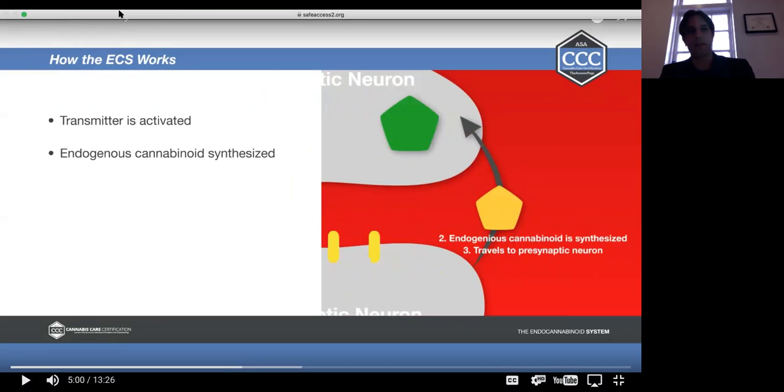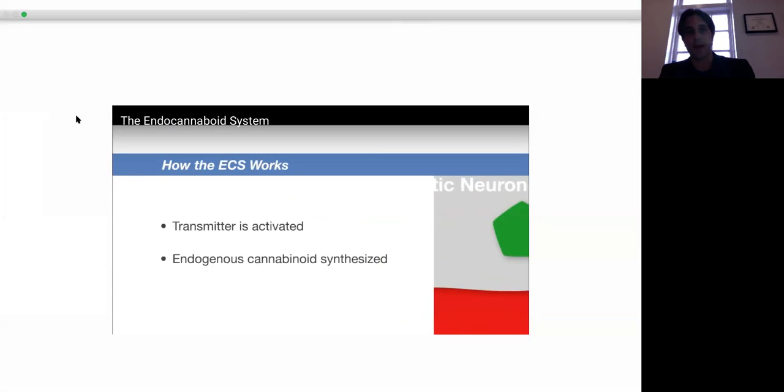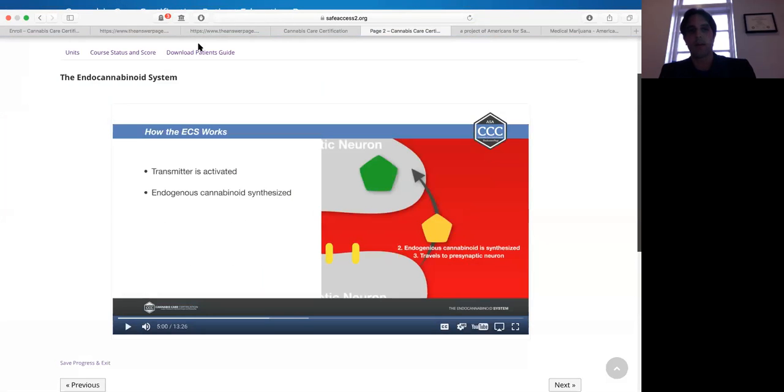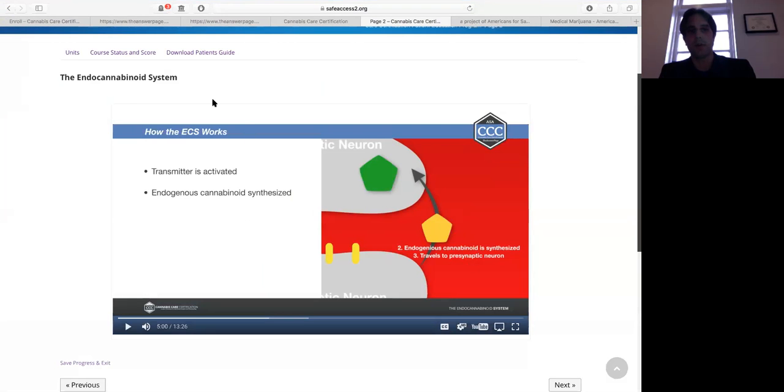And you're going to have to log in to see how that story ends. But some of you who are savvy about the endocannabinoid system know that it is synthesized on demand and engages in retrograde signaling. If you don't know, you'll have to see how that story ends.